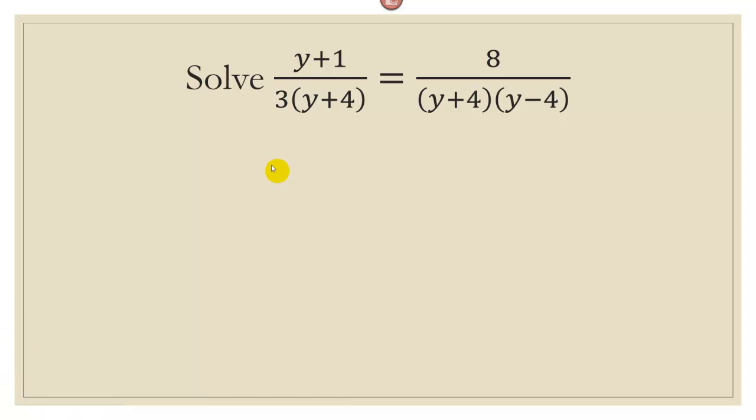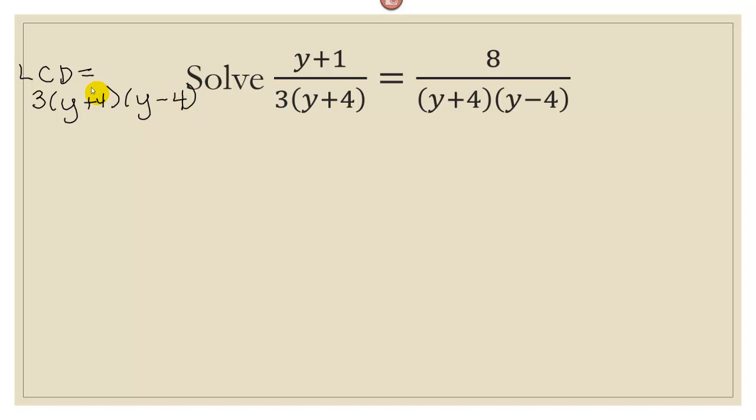All right, so let's use the LCD technique. First, we have to find the LCD. Well, I see here that I have a y plus 4, y minus 4. This one already has a y plus 4, but it also has a 3. So that means our LCD would just be 3 times y plus 4 times y minus 4.